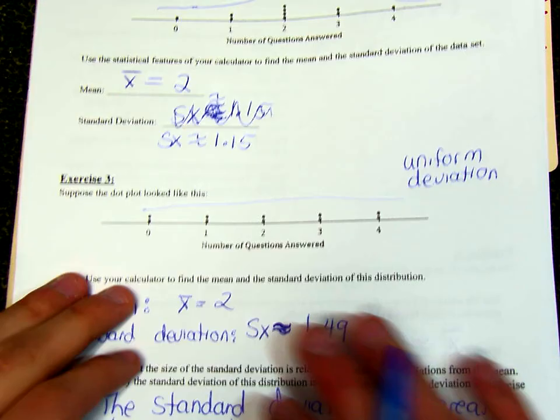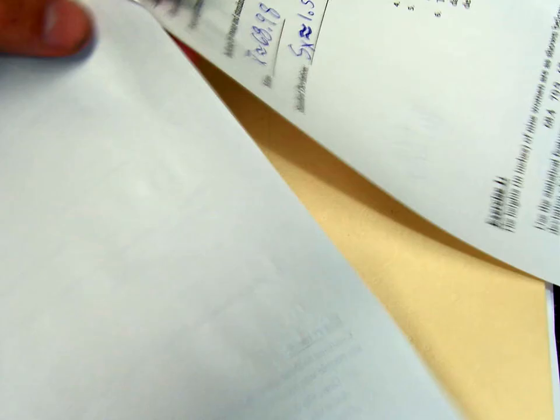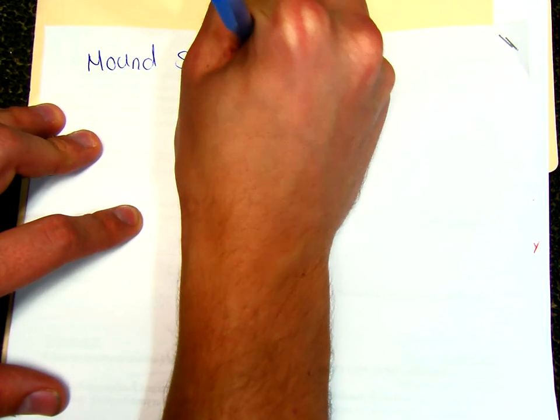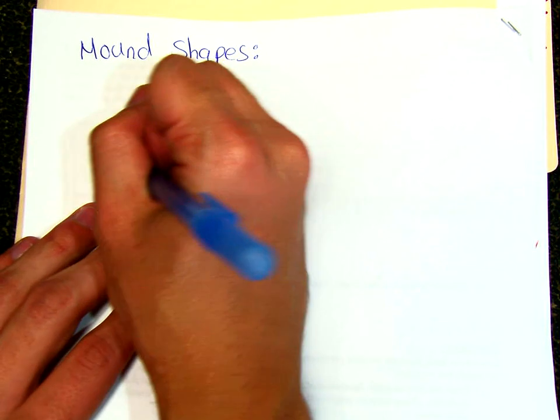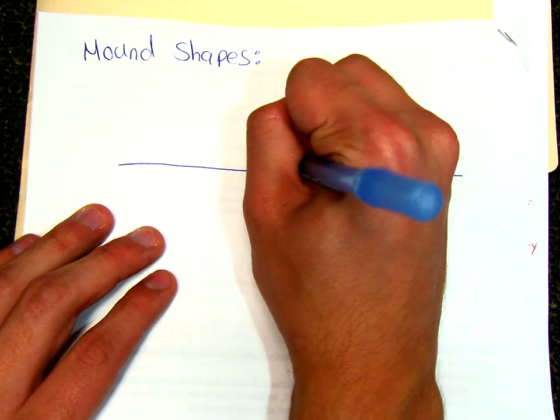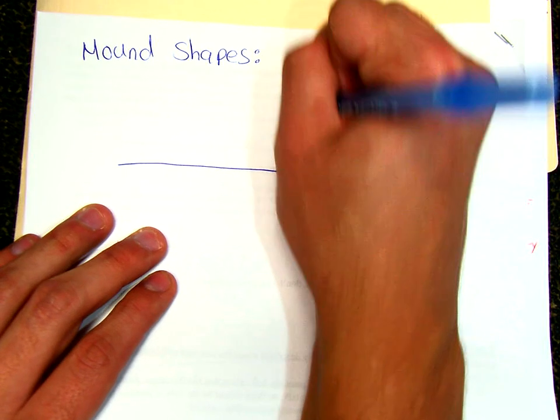Okay, so what I want you to do is flip over to the back page. It's blank. There's this next example, but I want to do something first on the back. I want to basically generalize the mound and the uniform shape. So if we were talking about mound shapes, I would just draw a general number line, 1, 2, 3, 4, 5.